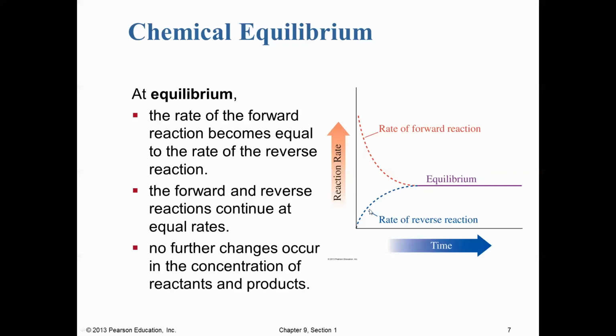So our rate in our forward direction is going to increase. And eventually these rates are going to match each other and cancel each other out. And this is when we reach our state of equilibrium. So once we reach equilibrium, our reaction hasn't stopped. It's just proceeding at equal rates in each direction. So our concentrations cease changing.